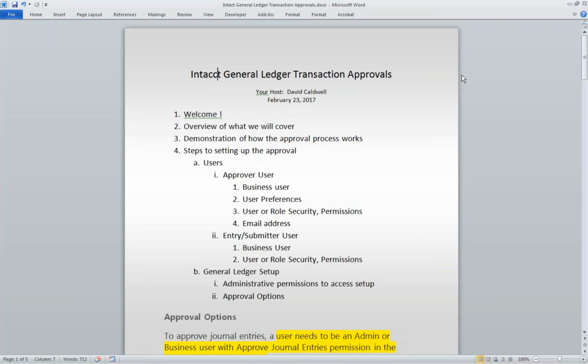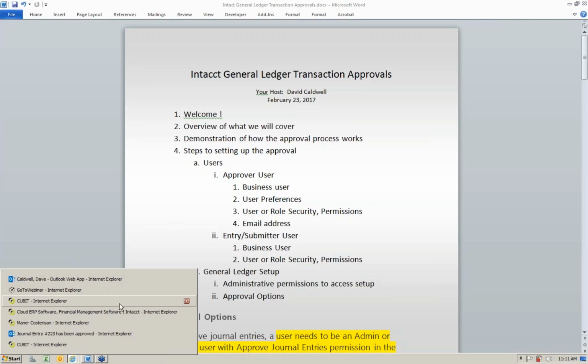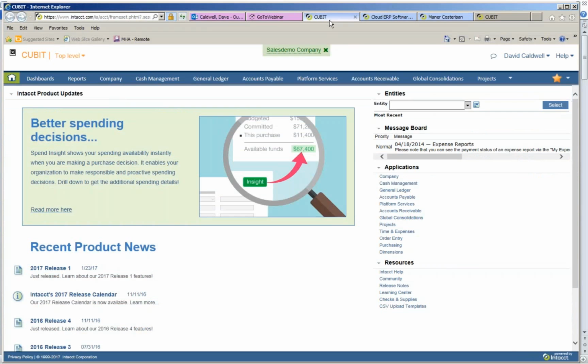So I'm going to sidestep here for just a moment. We're going to go out to the Intacct area, and we're going to take a look at those areas so at least we can identify them. So let's go on out to Intacct. We're going to be working within a system that I have as a demonstration system called Qubit.